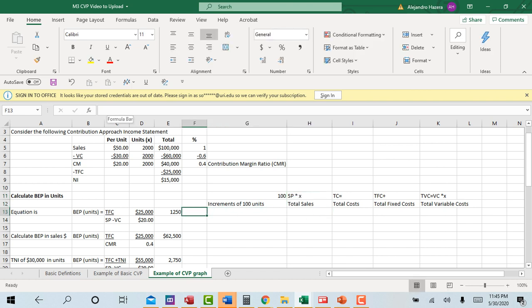Okay, so let's start with 0 units. 0 units is equal to, it's always your base, because you may have 0 in sales. Okay, now we're going to go up. Let's do this equation.